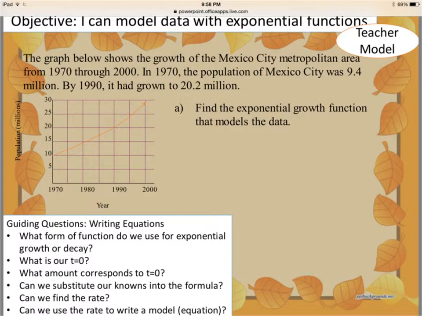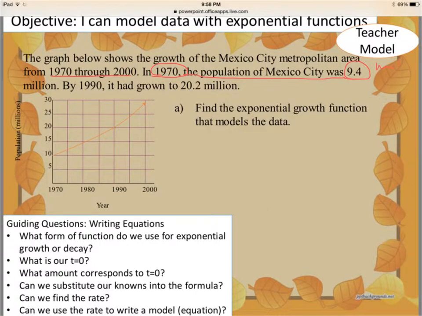Alright, so let's look at our first example. The graph below shows the growth of the Mexico City metropolitan area from 1970 through 2000. So those are the years that this data models. In 1970, the population of Mexico City was 9.4 million, and by 1990 it had grown to 20.2 million. Okay, so those are important data points that we need to identify.